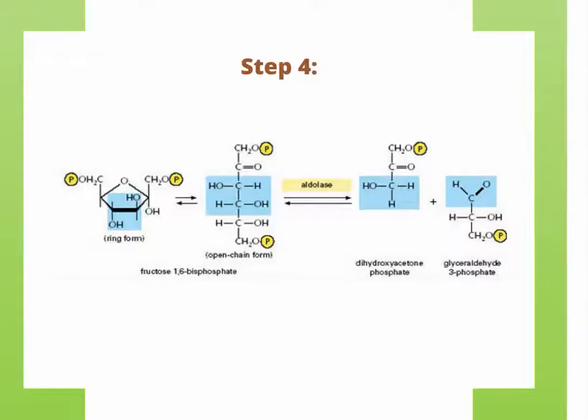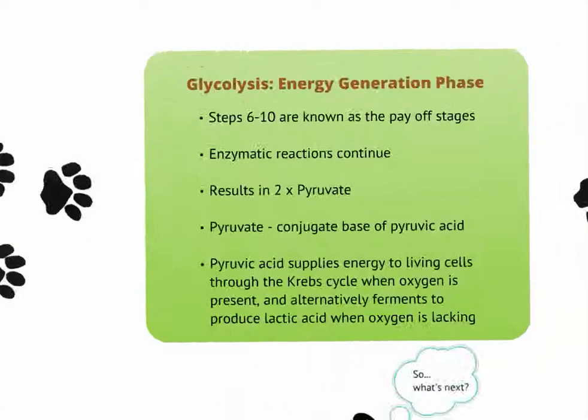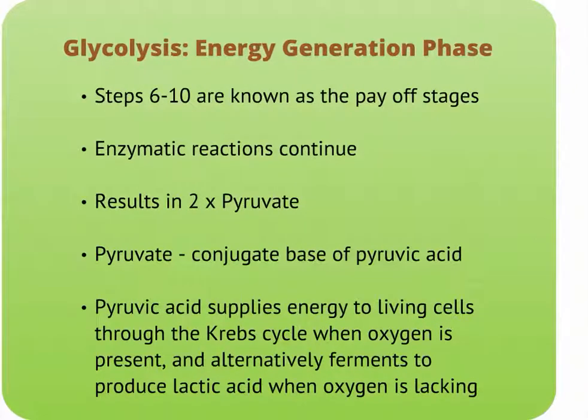In step 4, the 6-carbon sugar is cleaved to produce 2 3-carbon molecules. Only the glyceraldehyde 3-phosphate can proceed immediately through glycolysis. And finally, in step 5, the other product of step 4, dihydroxyacetone phosphate, is isomerized to form glyceraldehyde 3-phosphate. So that's the first 5 steps.